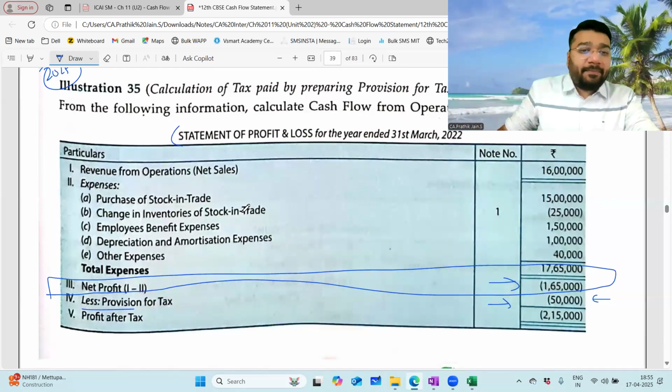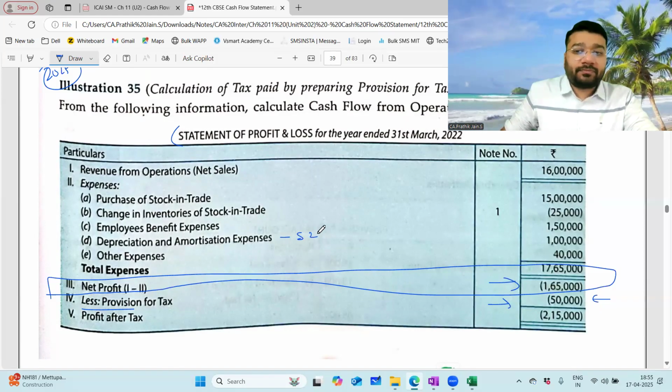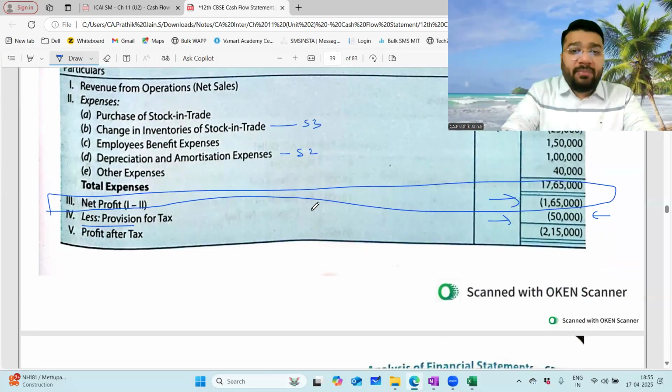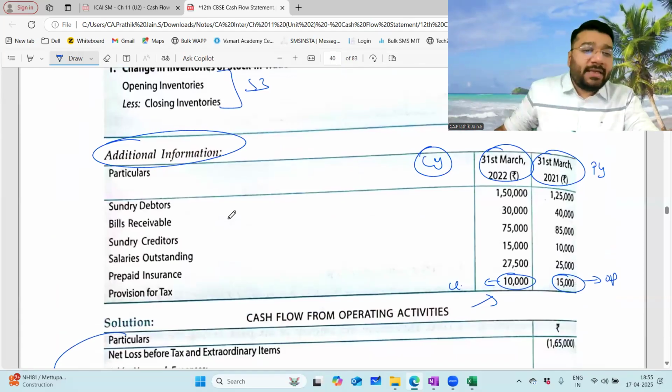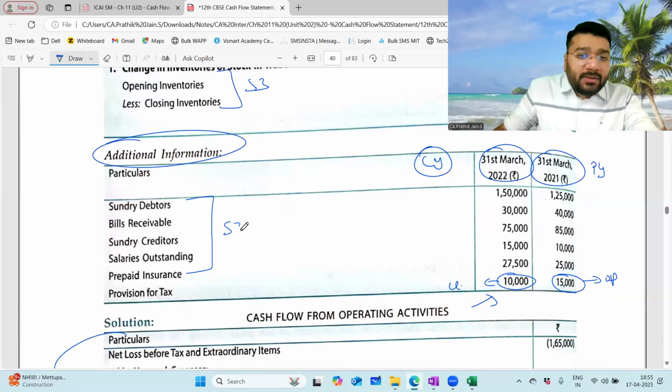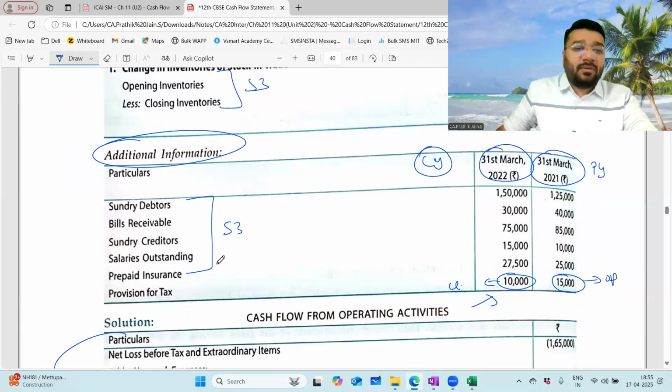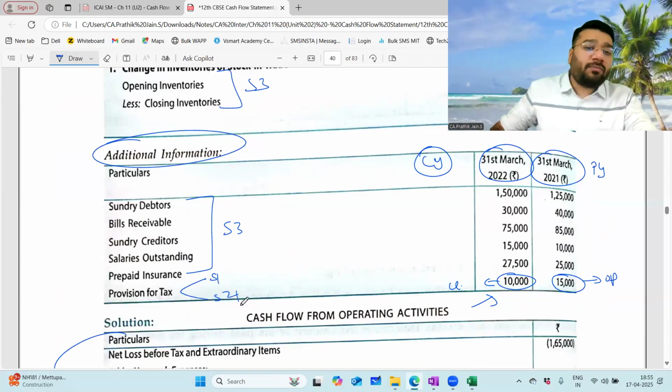In this, if you see, this is going to be segment 2. Change in inventory will go to your segment 3. Either you can take the data from here or from here, either way, any one place you can take segment 3. Whereas all these are segment 3 only. Provision for tax will come in 2 places: segment 1 and segment 4.